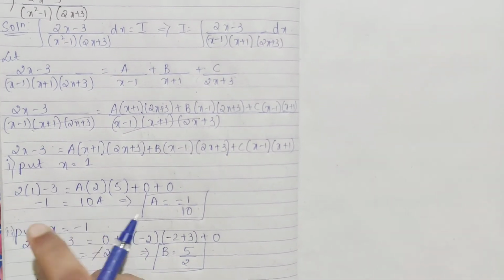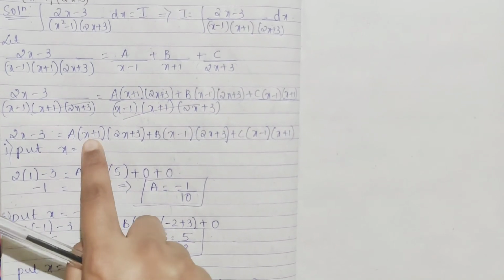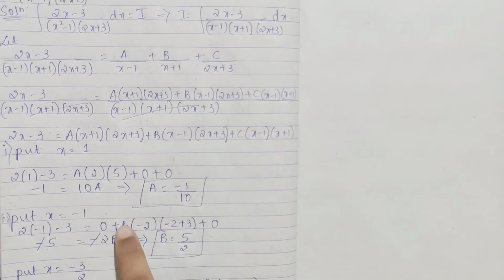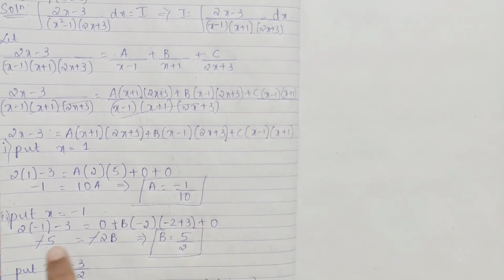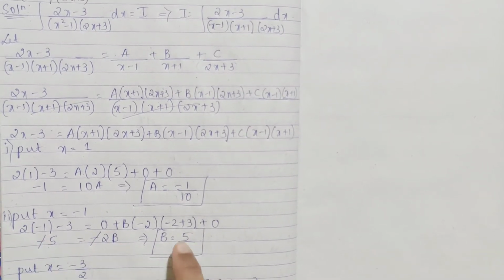Second point, put x equal to minus 1. So 2 of minus 1 minus 3, here if you take minus 1 plus 1, the A part will be 0, minus 1 is minus 2 plus 3, and C also becomes 0. So you will have minus 5 equals minus 2B. So minus signs cancel, B will be 5 by 2.